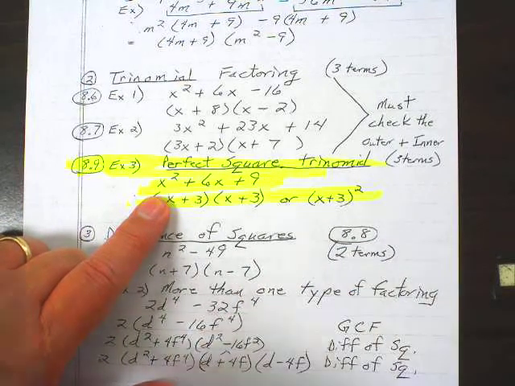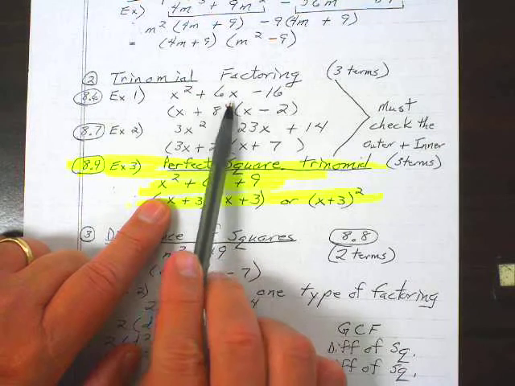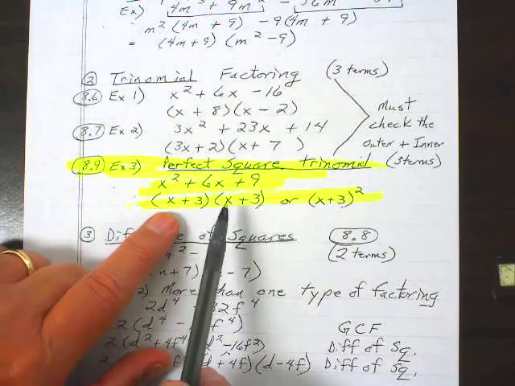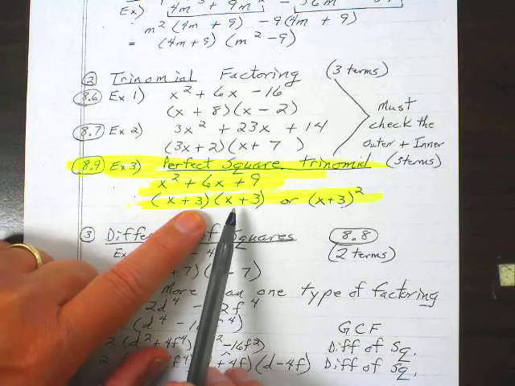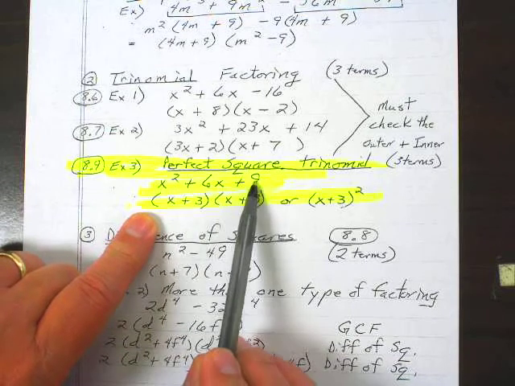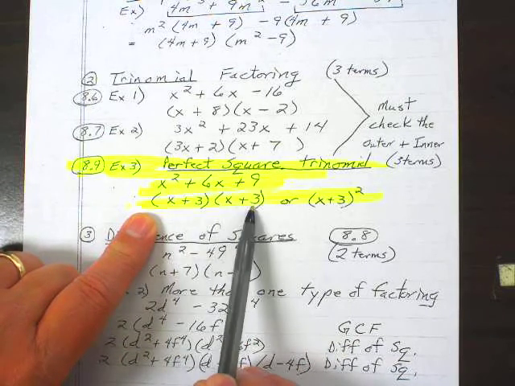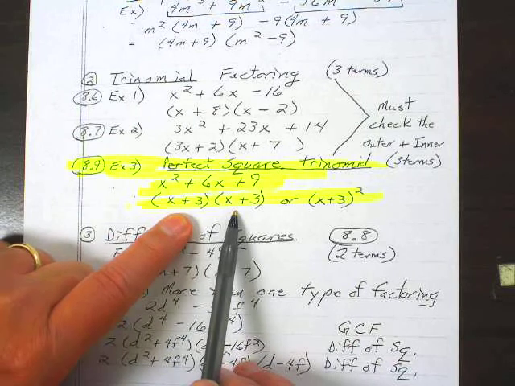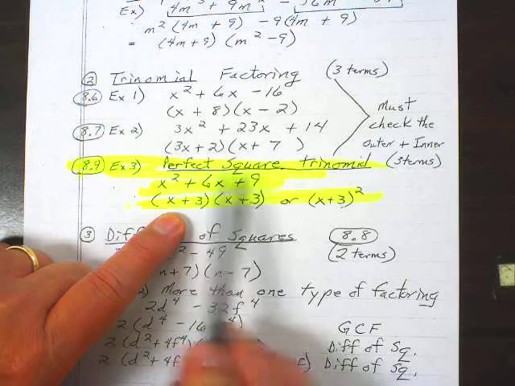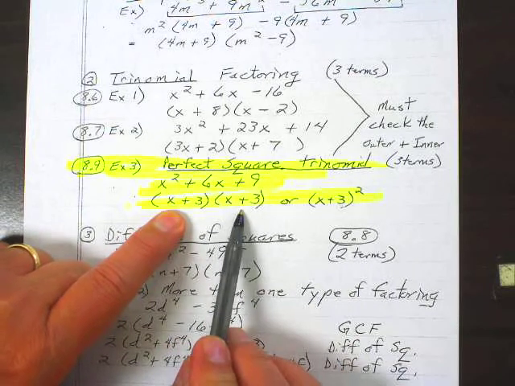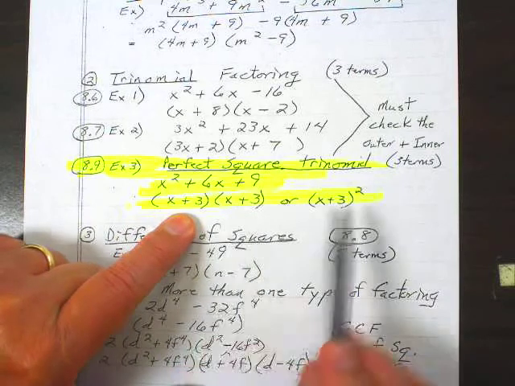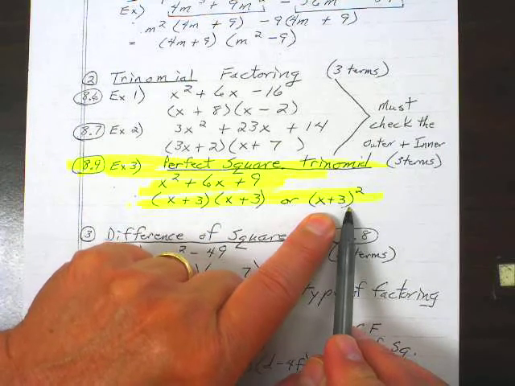Now, it may be a regular trinomial, and we do it more like this up here, like we did in 8.6. But if it's a perfect square trinomial, notice that the square root of this goes here and here, and the square root of this goes here and here, and the 2 parentheses end up looking exactly alike. Okay, on a perfect square trinomial, the 2 parentheses are going to look exactly alike, which means x plus 3 times x plus 3 is the same thing as just saying x plus 3 squared.